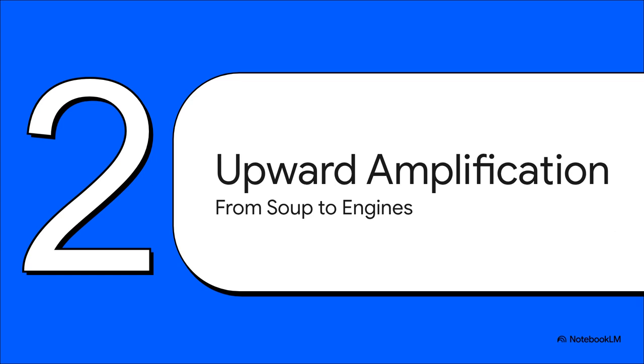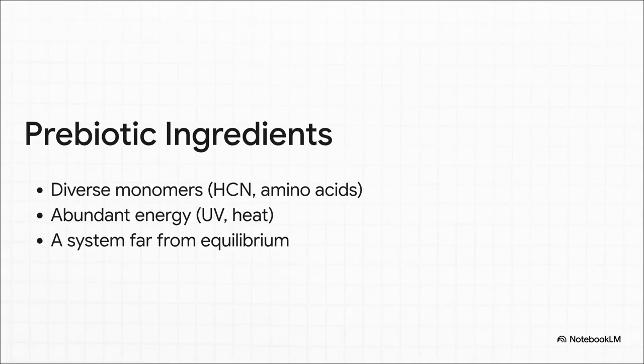All right, so let's start at the ground floor and build our way up. How do you go from just a random soup of chemicals to a working, self-building engine? The great thing is, early Earth was basically the perfect startup incubator. You had all the ingredients you needed, a huge diversity of chemical building blocks, these monomers, just floating around. You had tons of energy being pumped in from sunlight and geothermal heat. And, this is key, the whole system was far from equilibrium. It wasn't just a boring, stagnant puddle. It was a dynamic, churning environment just waiting for something amazing to happen.